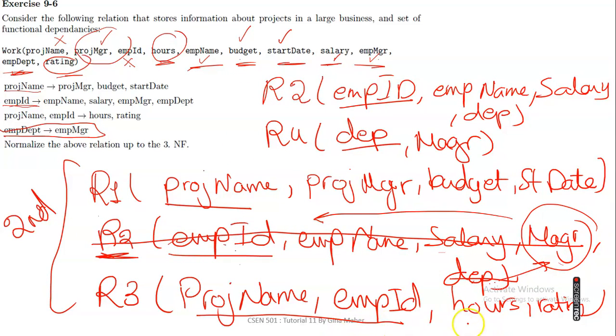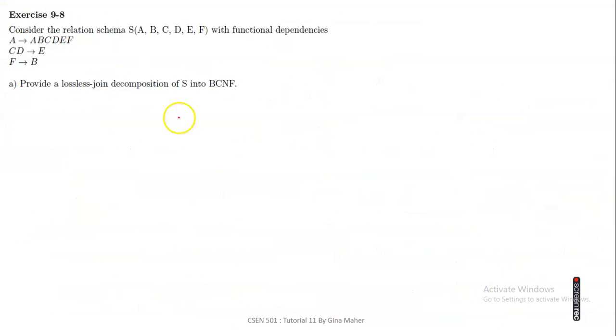Do we have here any transitive dependency? Can we get any attribute from anything except these keys? No. So now the new four relations are in the third normal form. Let's take another example. Provide a lossless join decomposition of S into BCNF. Okay, let's normalize to the third normal form and then check the BCNF.